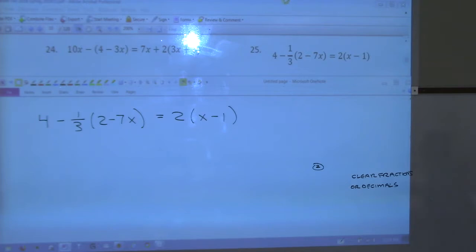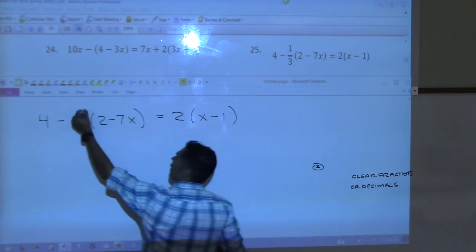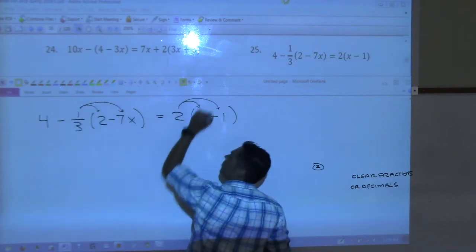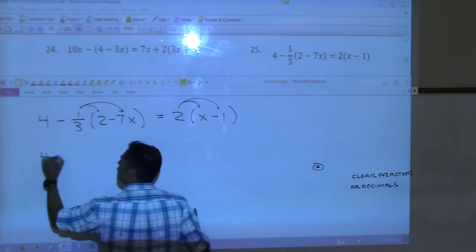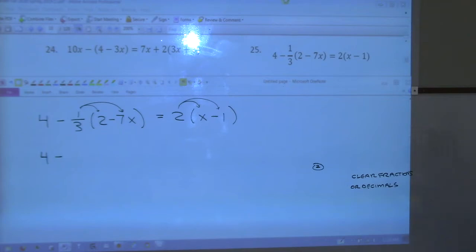Let's go through the steps, and I'm going to help you out on this one, all right? I'm going to distribute through first. I'm going to remove the parentheses, just like we were doing in the previous problems. So I'm going to multiply here and here, and then I'm going to go here and here. So distribution. Get 4, take away. What's that going to be? What's negative 1/3 times 2?